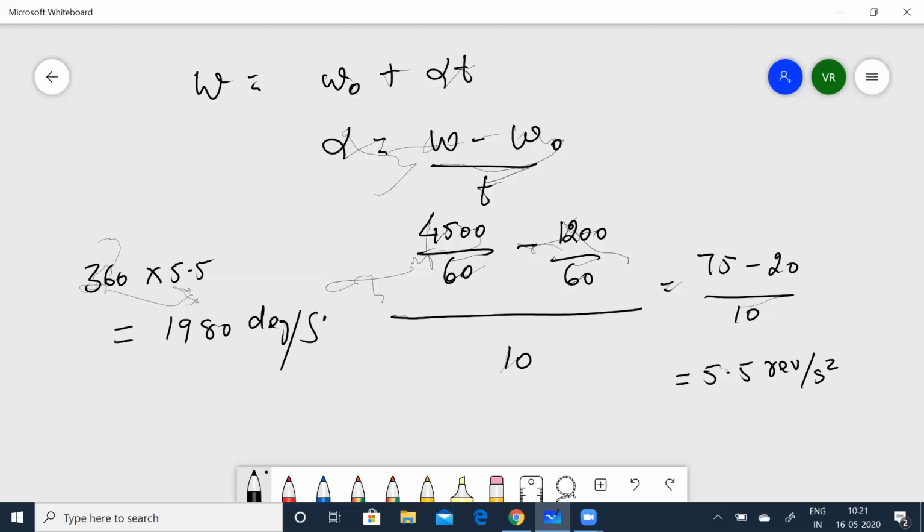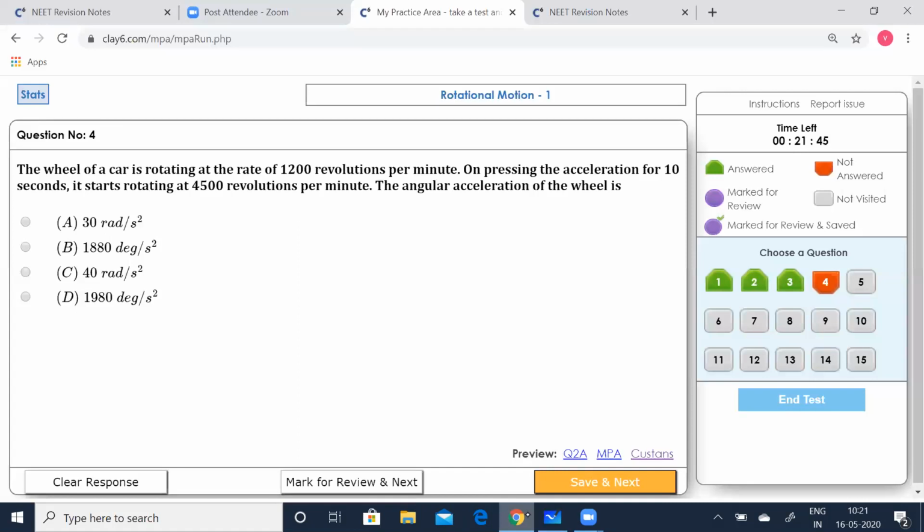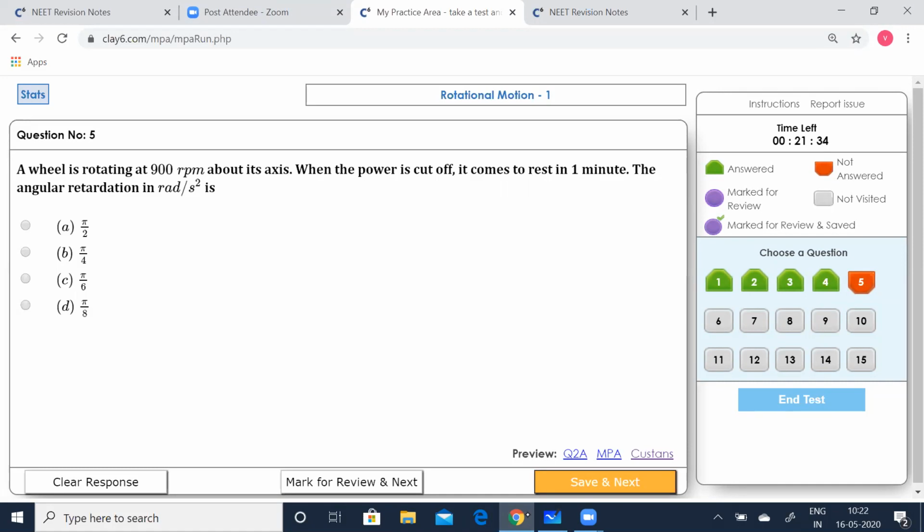This is in revolutions per second squared, so look into the question, what is being asked? Look into the options. You can see it is given in degrees per second squared. So you need to give your answer in that measure. So it is going to be option D. So save that, go to the next.